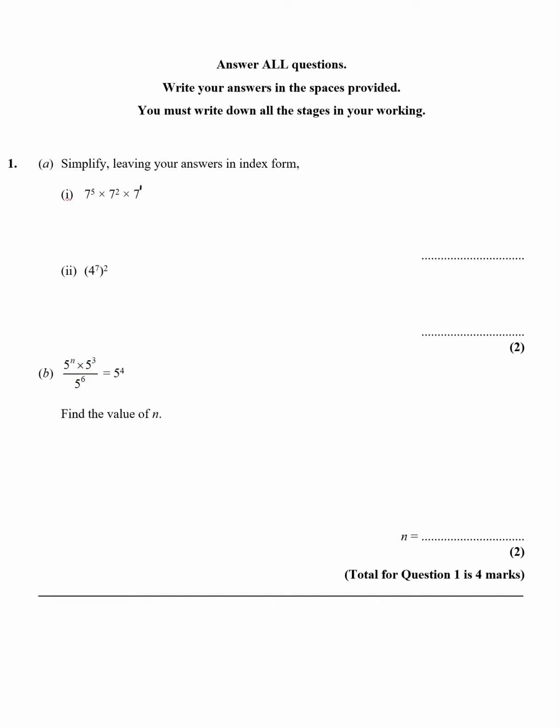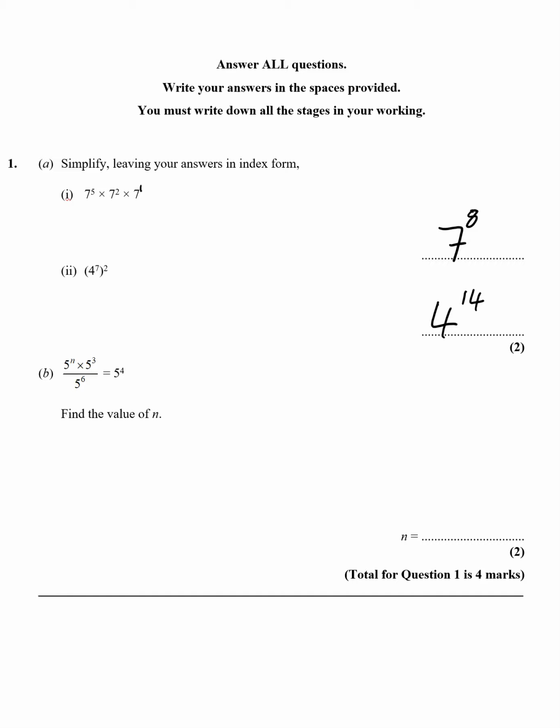Right, so we've got 7, they're all 7s, so we can just add the powers together. 7 to the power of 8. Then we've got 4 to the power of 7 all squared. Well, that's a power of a power, so we can multiply the powers.